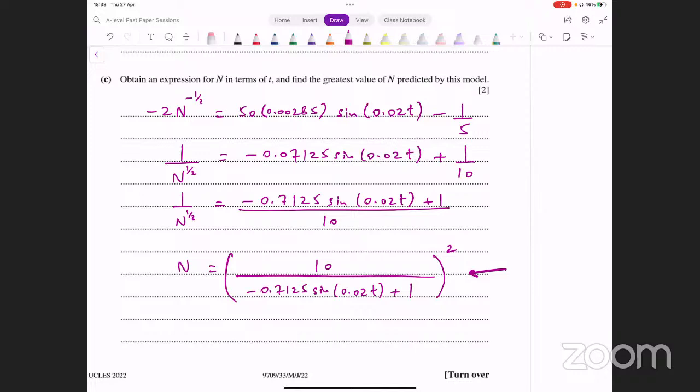इसके बाद वो कहता है find the greatest value of n predicted by this model. How do we do this now? The greatest value of n predicted by this model.